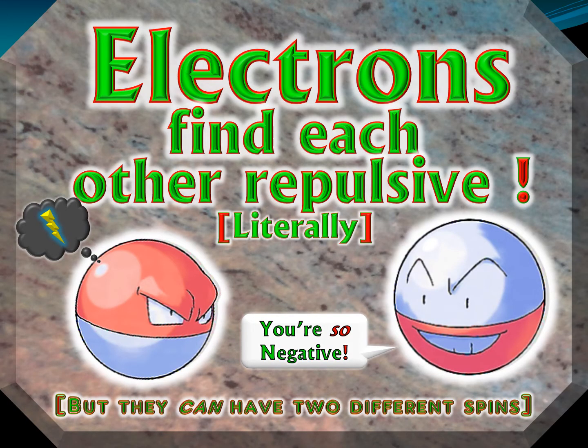Electrons don't like each other. They find each other repulsive, literally. People use that word incorrectly, but I am not. They push each other away. Two electrons can tolerate each other, but only because they have two different spins. There is no third spin. So remember that electrons often wind up in pairs because one electron has an up spin, like Voltorb, and the other electron has a down spin, like Electrode.